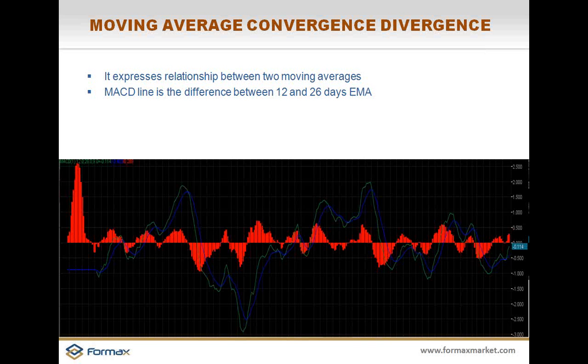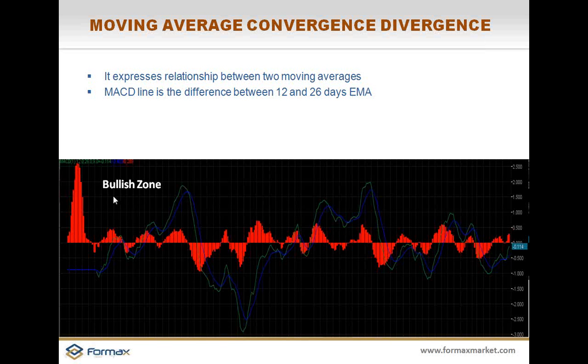So what exactly is the MACD line? The MACD line is the difference between the 12 and 26 days EMA, and it also expresses the relationship between two moving averages. You can see that there are two lines, one is a green line and one is a blue line. The blue line is the signal line, and the first line, the green line, is the MACD line. So we will see how MACD is formed and what the different functions and areas are.